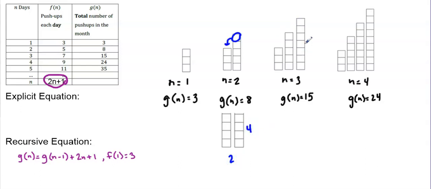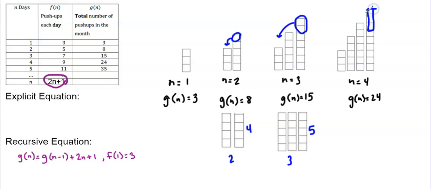All right, let's look at when n equals 3. For this one, I can take these 2 blocks and move them into this space, which would create a rectangle that looks like this, where the dimensions are 3 by 5. Now for when n equals 4, if I take these 3 blocks and move them over here, they would stack up 1, 2, 3.